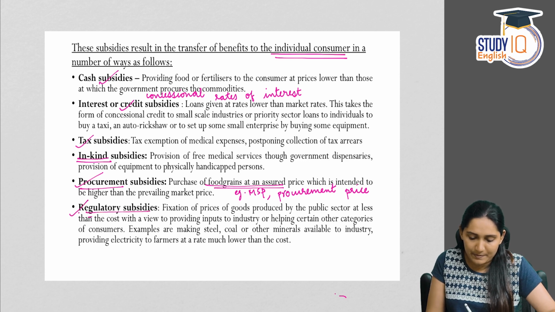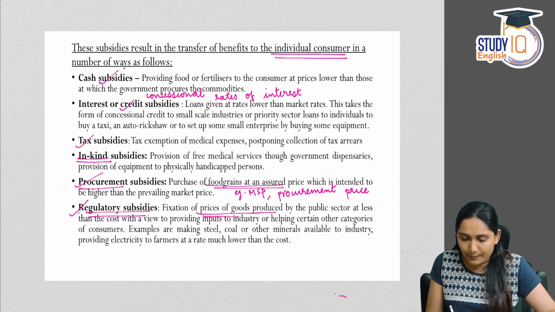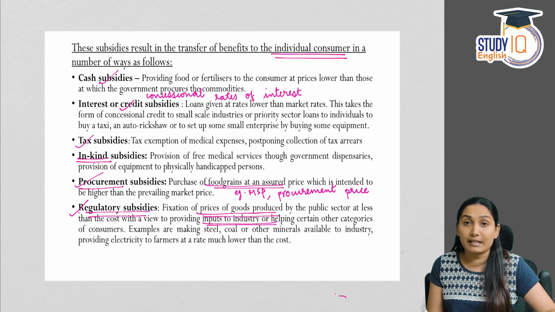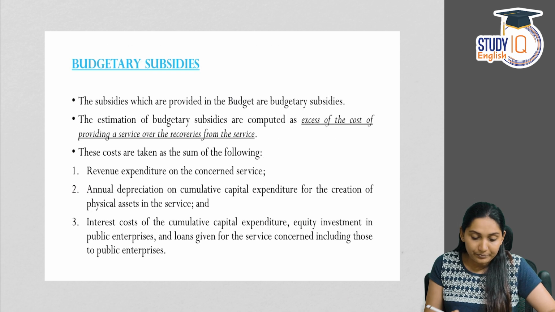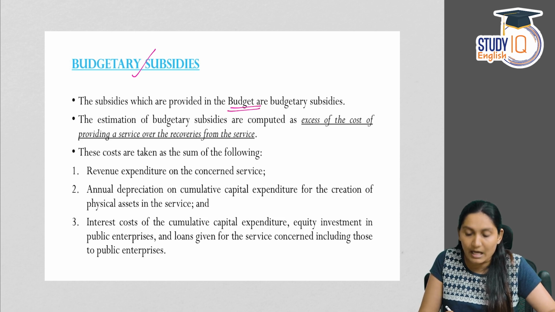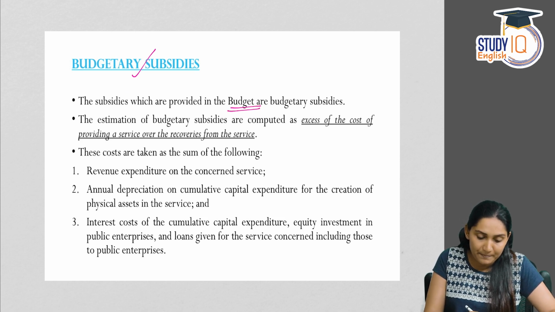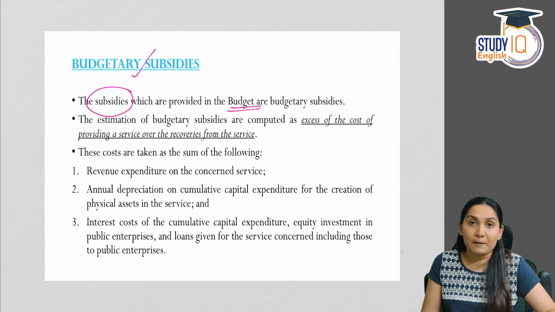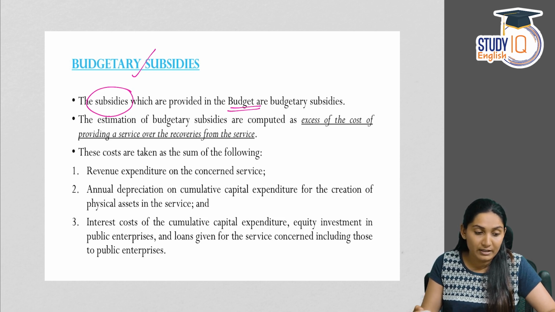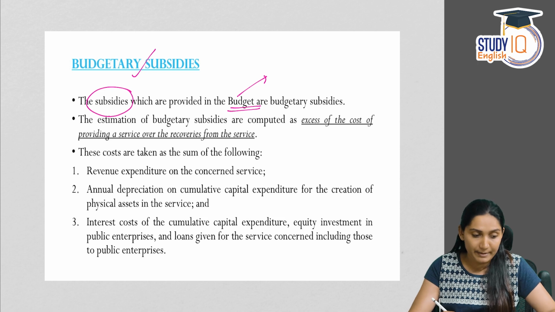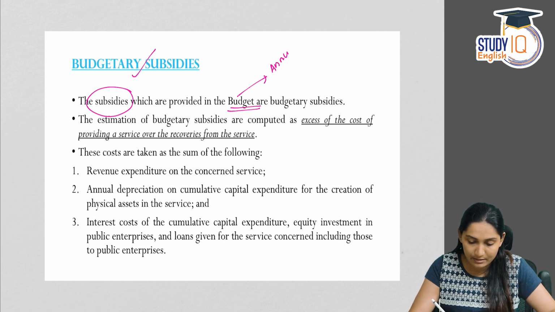Next is regulatory subsidies. Fixation of prices of goods produced by the public sector at less than the cost with a view to providing inputs to industry or helping certain other categories of consumers. Now next, coming to budgetary subsidies. Subsidies which are provided in the budget are budgetary subsidies. Budget is the annual financial statement of the government. It is also the record of the expenditure and the revenue of the government.